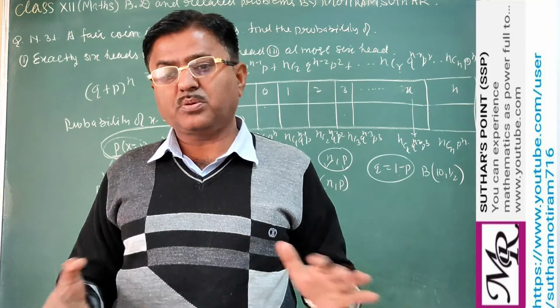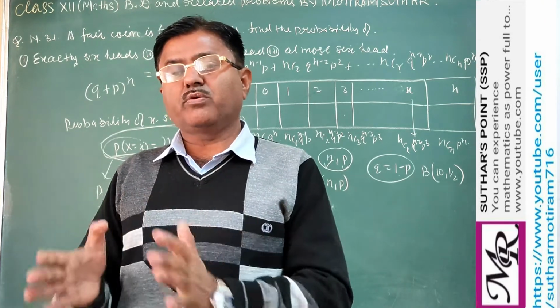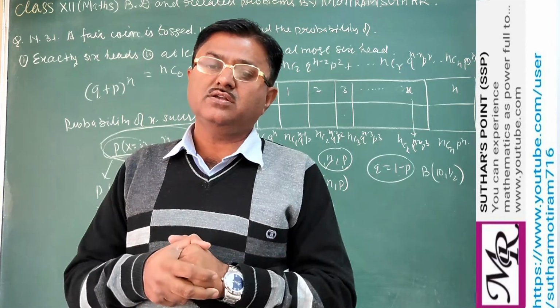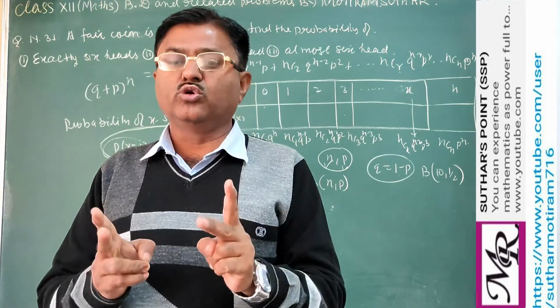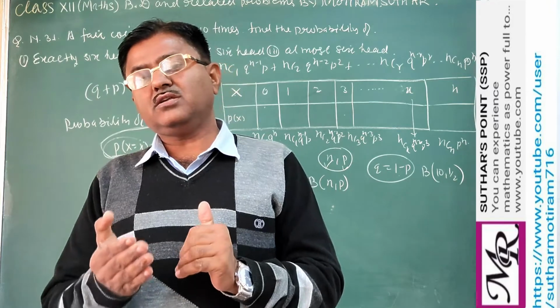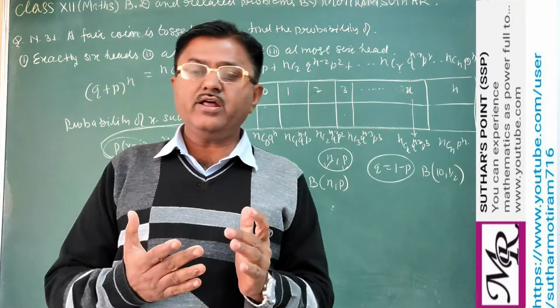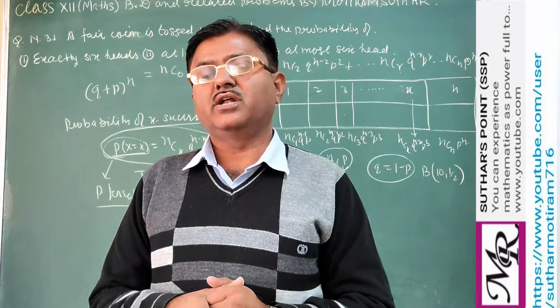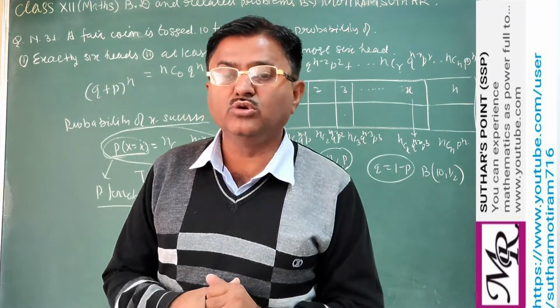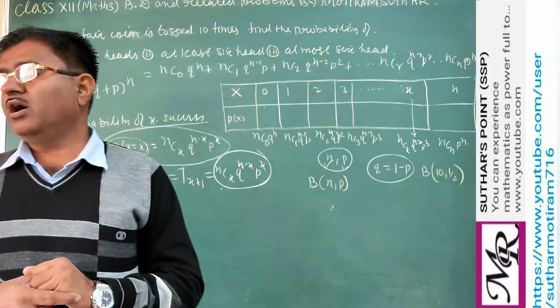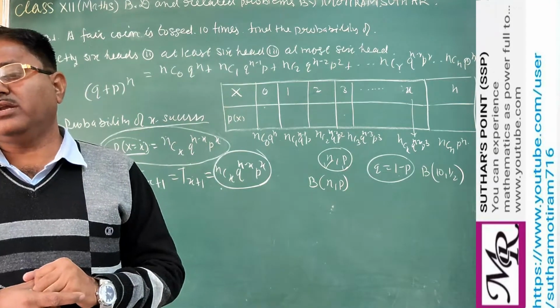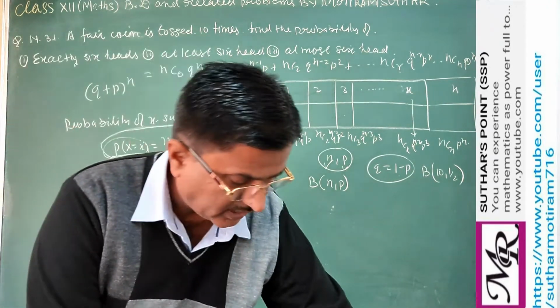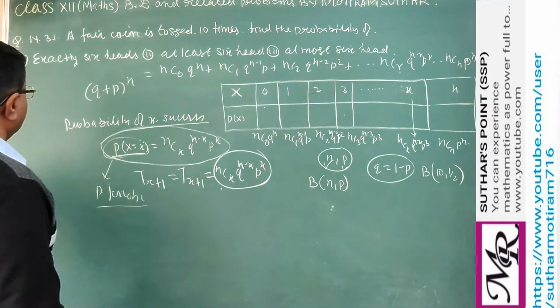Number of trials is finite, and each time the probability of success is the same, and there are only two results, either success or not success, head or tail. That's why this follows Bernoulli's trial, and hence we can use the binomial formula. So that is very important, we have to check. Now see how we solve this question.